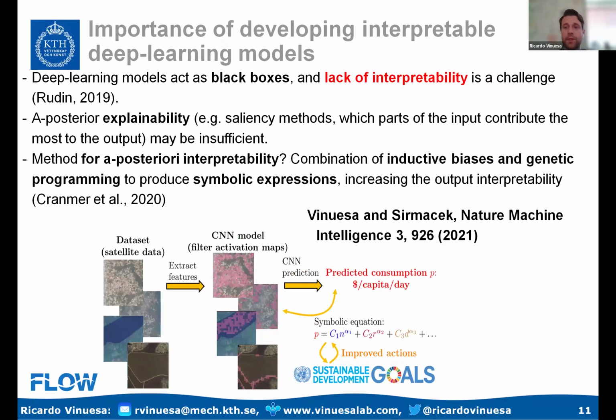We also talked about interpretability, and it's possible to use symbolic regression to have deep neural networks that are interpretable. So we end up with an equation that reproduces the predictions of the model. This is very important if we want to use these deep learning methods for interpretability, basically. If we want to achieve sustainability goals, this needs to be done in a transparent and interpretable way.